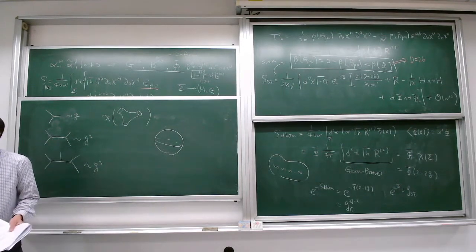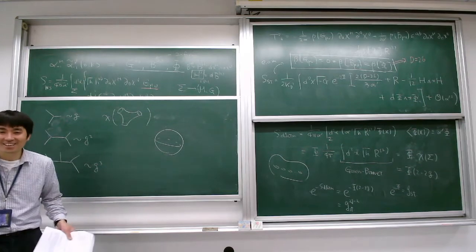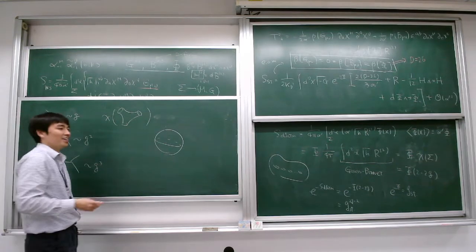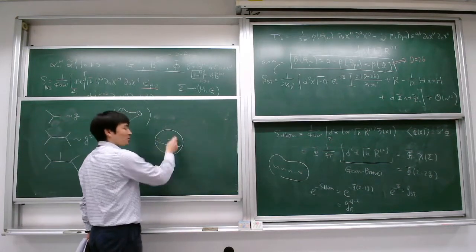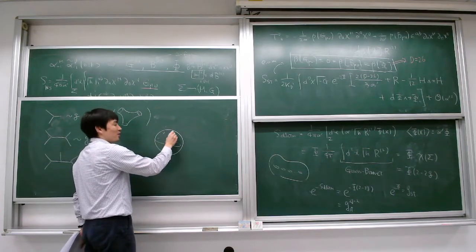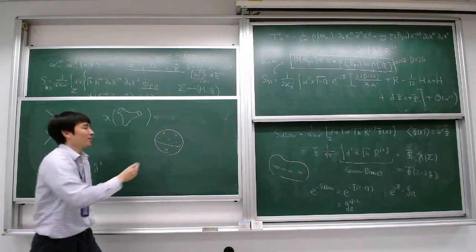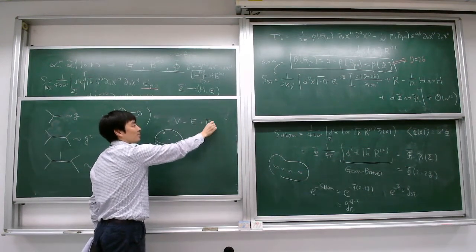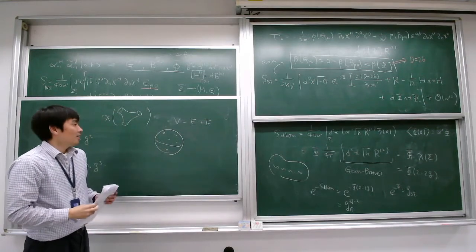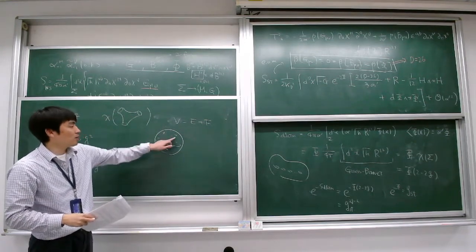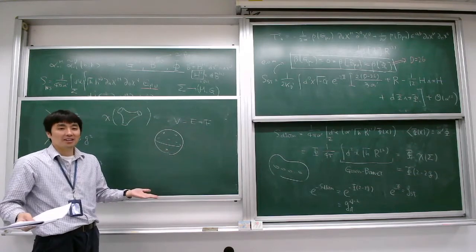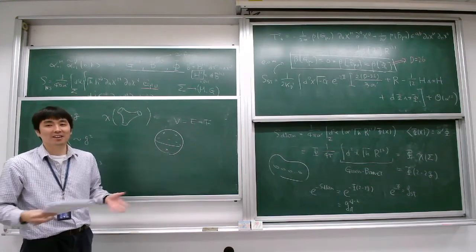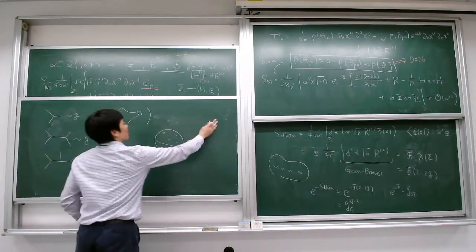What is the Euler characteristic of a sphere? It is 2. The Euler characteristic of a sphere is 2, and you just get rid of 3 points. The Euler characteristic is vertex minus edge plus face, right? So getting rid of 3 points means minus 3. 2 minus 3 is minus 1. So this has Euler characteristic minus 1.